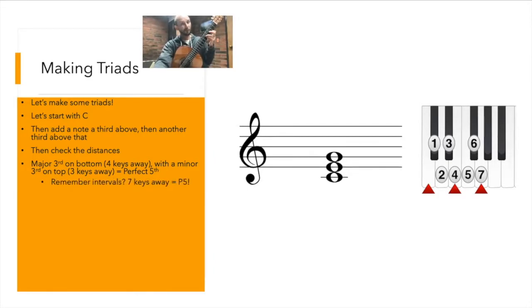And as we learned before, 7 keys away is the perfect fifth. But let's figure out what to name these notes. Since we just looked at the intervals, what we're noticing is that those intervals are also how we refer to the notes in the chord.